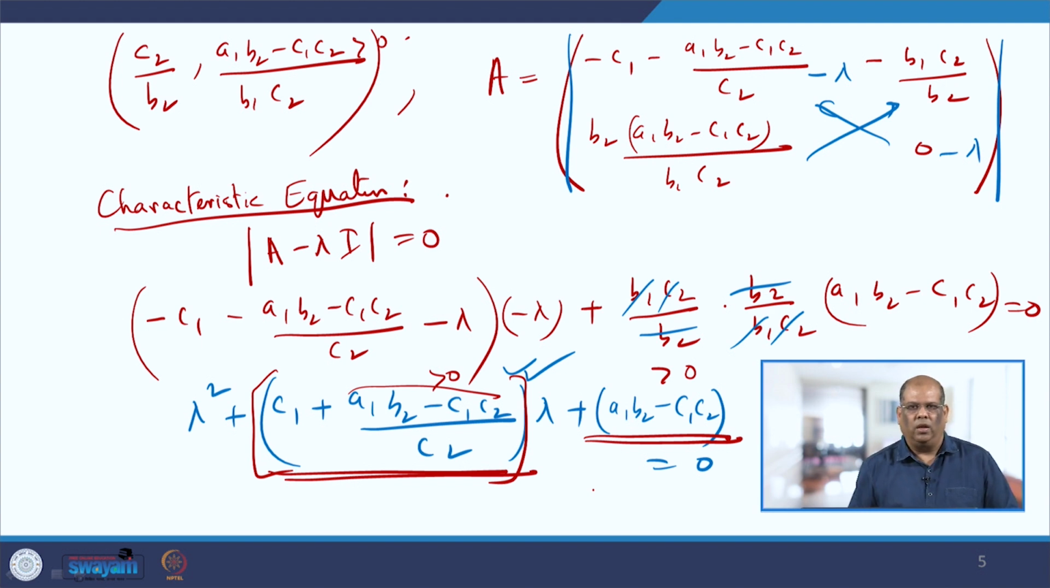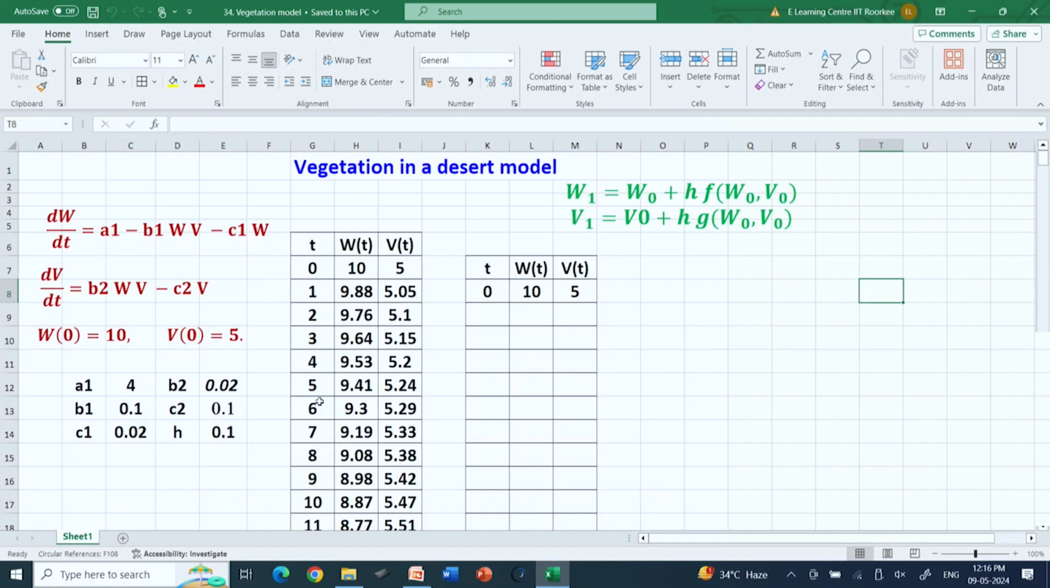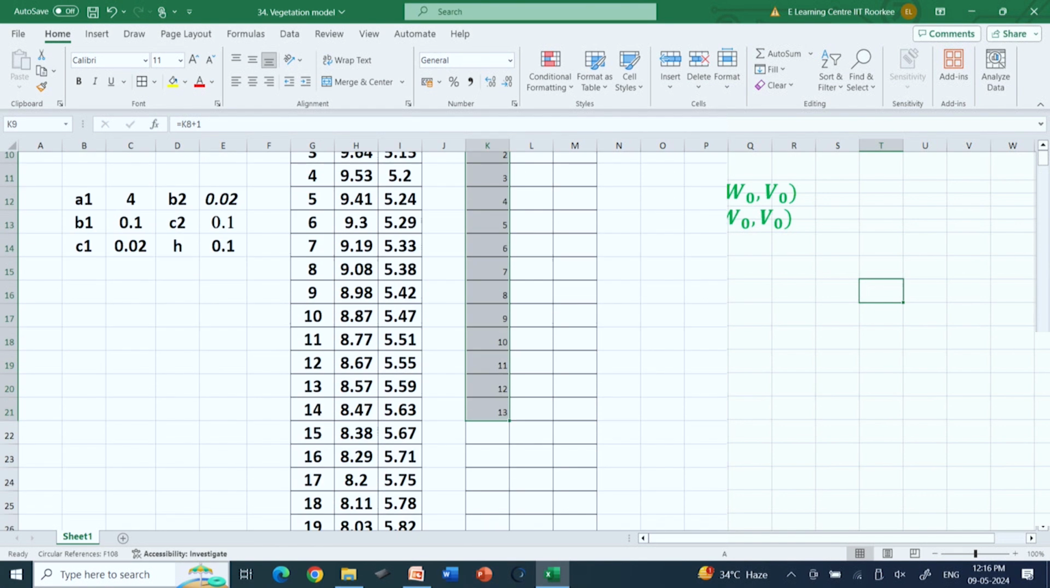Now, let us solve this model numerically, for which we will be using Microsoft Excel, and see how this model behaves. You can see that this is the equation. The initial condition will be the water source is 10 units and the vegetation is 5 units, and these are the A1, B1, A2, B2, C1 and the value of H. To calculate this, I put this equal to this plus 1, and I drag this.